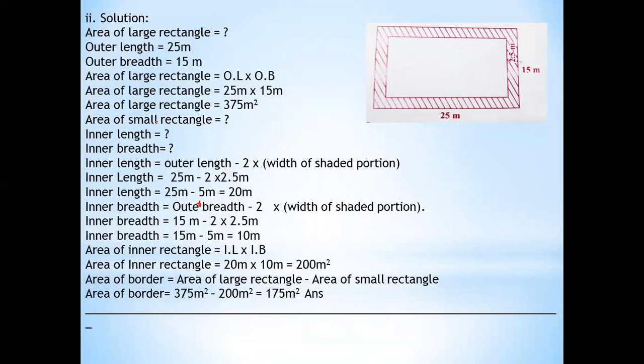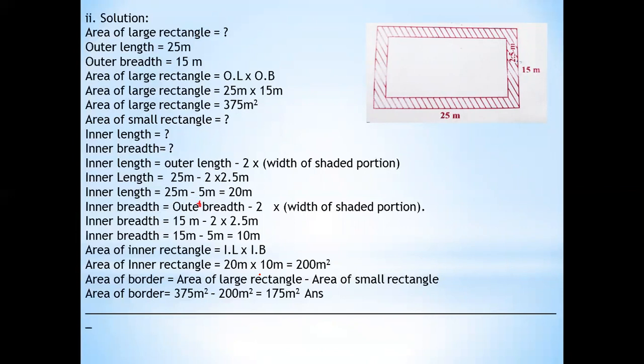Here, inner length is the outer length minus 2 times the width of the shaded portion, and after finding the inner length, we have to find the inner breadth, which in the same way is equal to 10 meters. Then we find the area of the inner rectangle, that is the inner length multiplied by the inner breadth. Placing the values, it is 20 meters multiplied by 10 meters. Dear students, it is equal to 200 square meters after the multiplication.